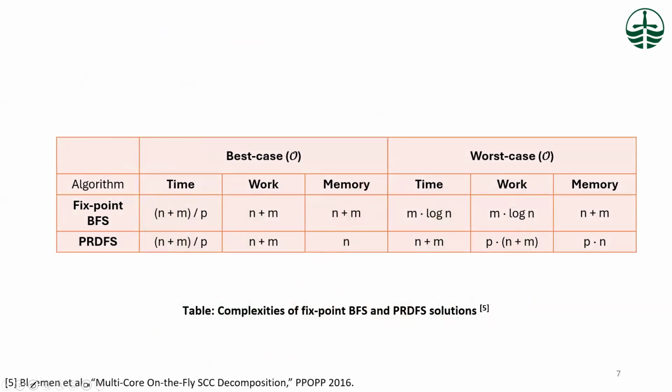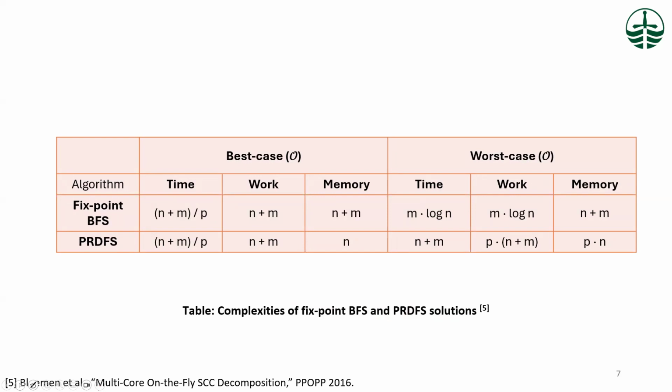But before we go to the union find algorithm, let's talk about the time complexities for the fixed point BFS based parallel algorithm versus the PRDFS. Why are we picking PRDFS here? Why do we want to use PRDFS for our UFSCC?